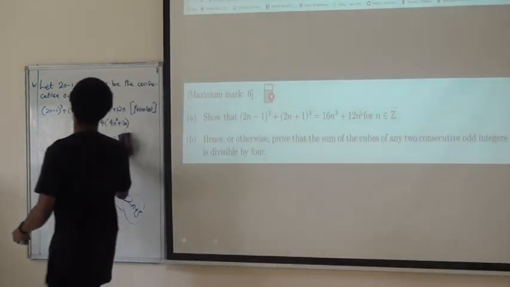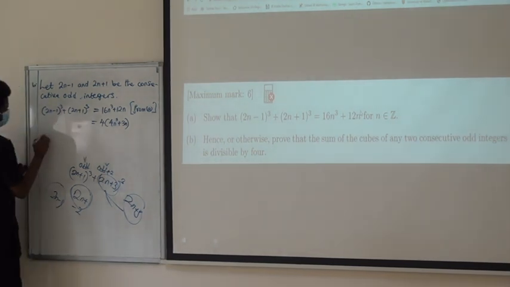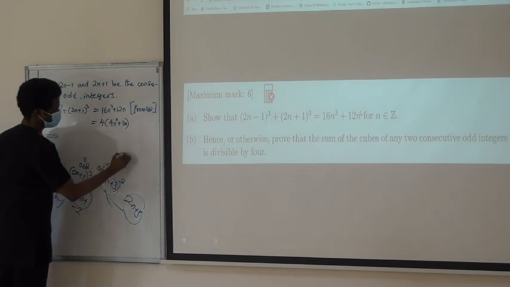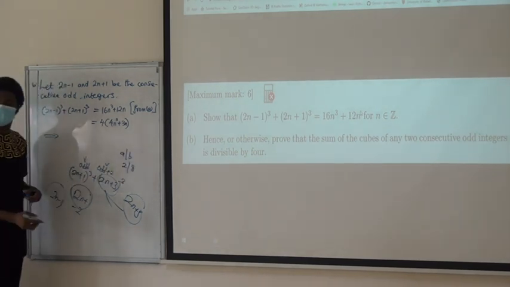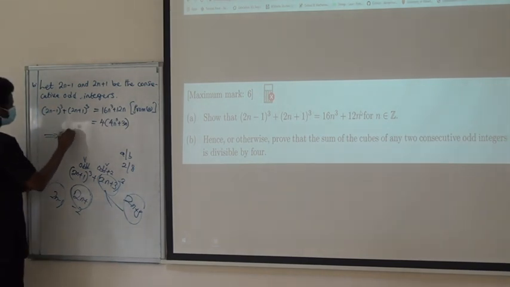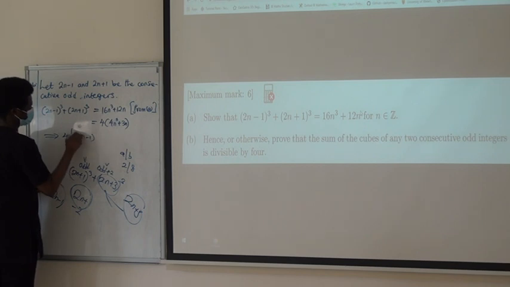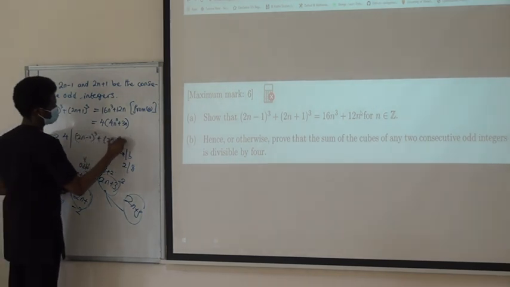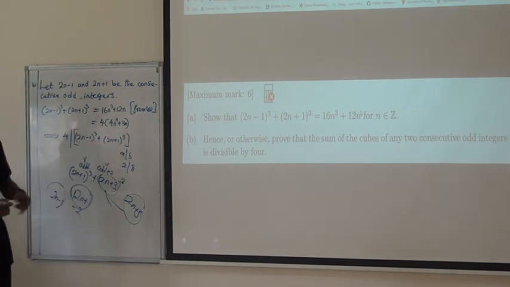So since this is equal to this, then it implies that, this is how you write something divides: A divides B, just like 2 divides 8. 2 can divide 8. Okay? So it means 4 indeed divides 2n minus 1 cubed plus 2n plus 1 cubed. 4 divides this. It means this is divisible by 4. Okay?